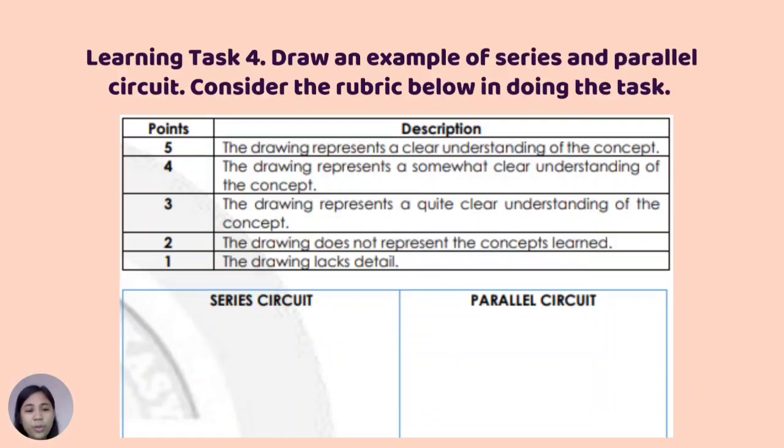For learning task 4, draw an example of series and parallel circuit. Consider the rubric below in doing the task. 5 points, the drawing represents a clear understanding of the concept. 4 points, the drawing represents a somewhat clear understanding of the concept. 3 points, the drawing represents a quite clear understanding of the concept. 2 points, the drawing does not represent the concept learned. And 1 point, the drawing lacks detail.